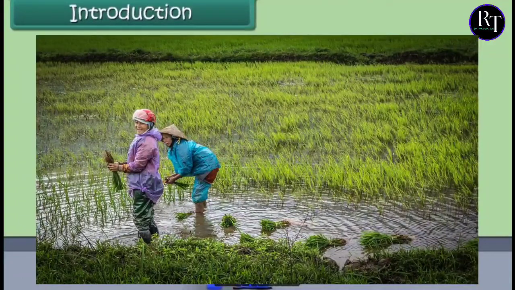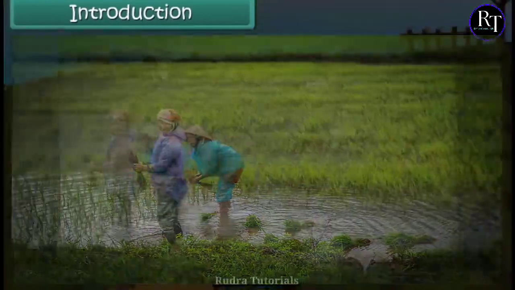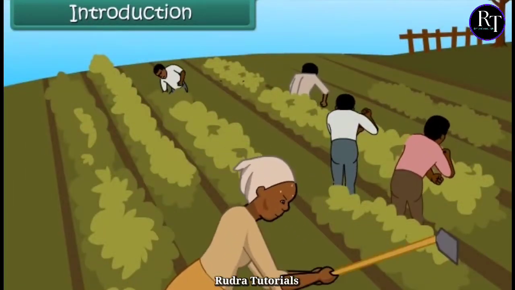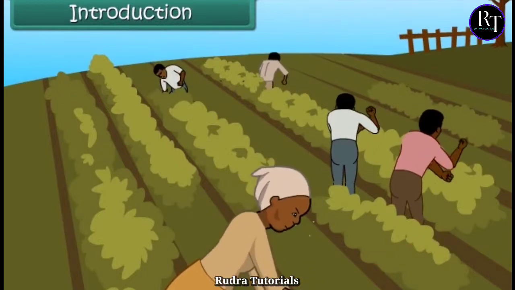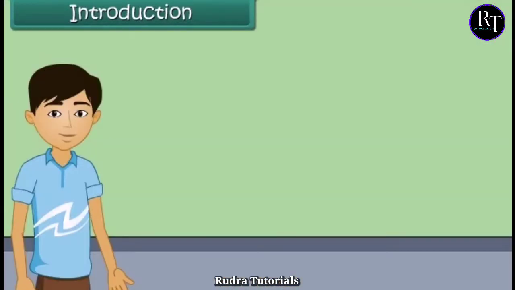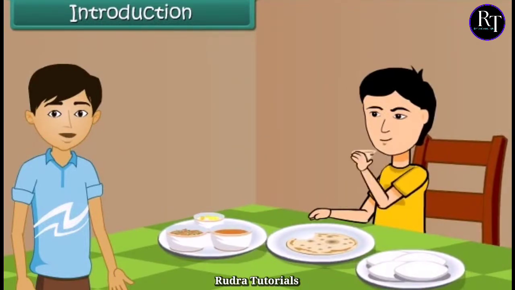Dear friends, you must have seen farmers working in paddy fields. They work all day long. But have you ever wondered where they get the energy to do their work with full enthusiasm? Actually, like us, they also get this energy from the food that they eat.